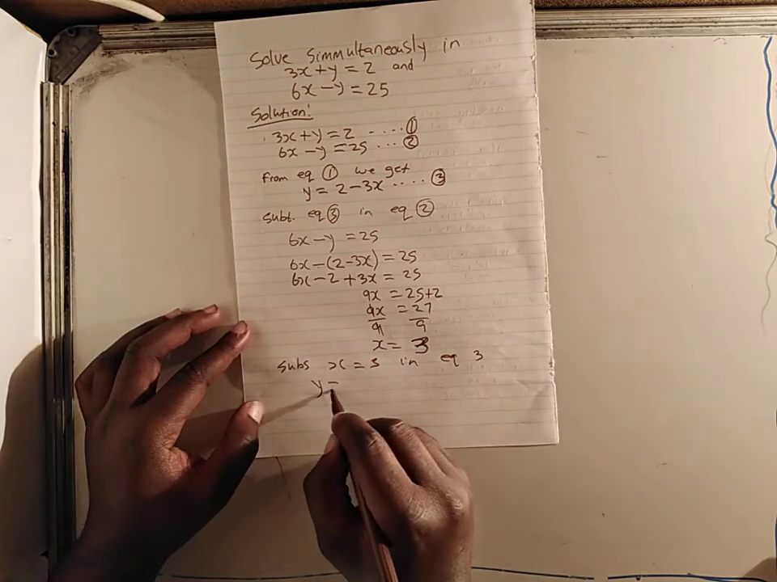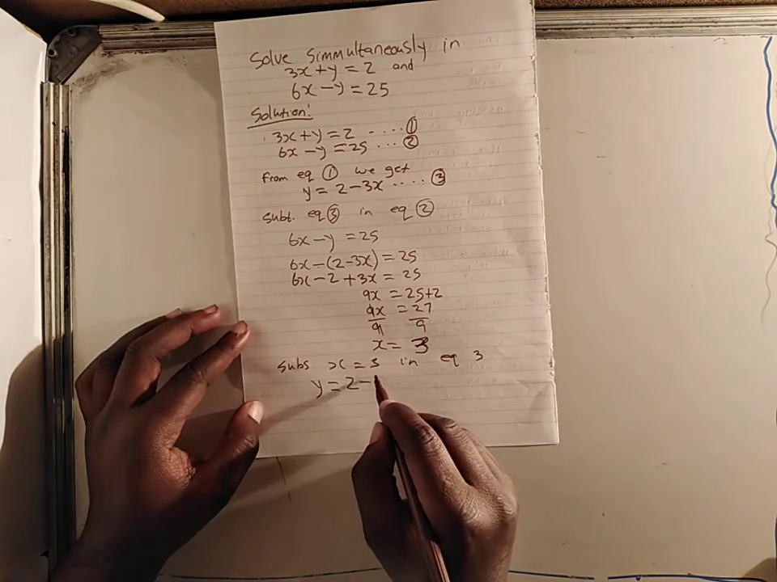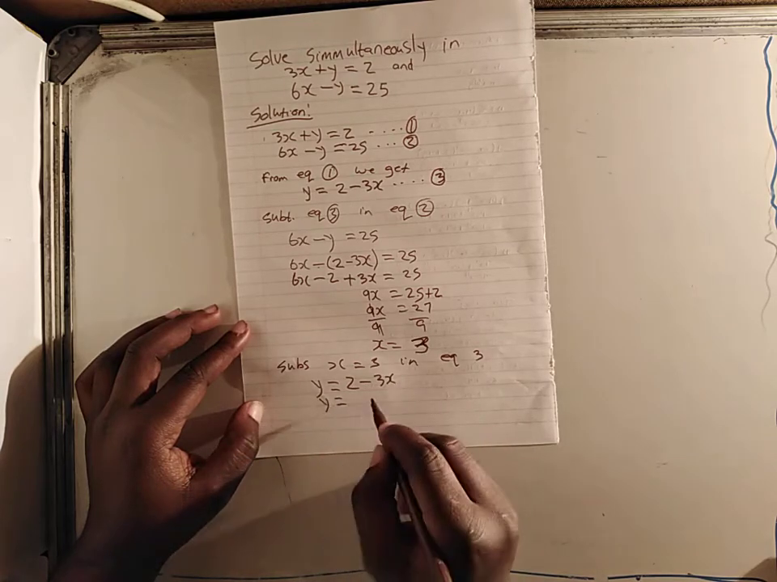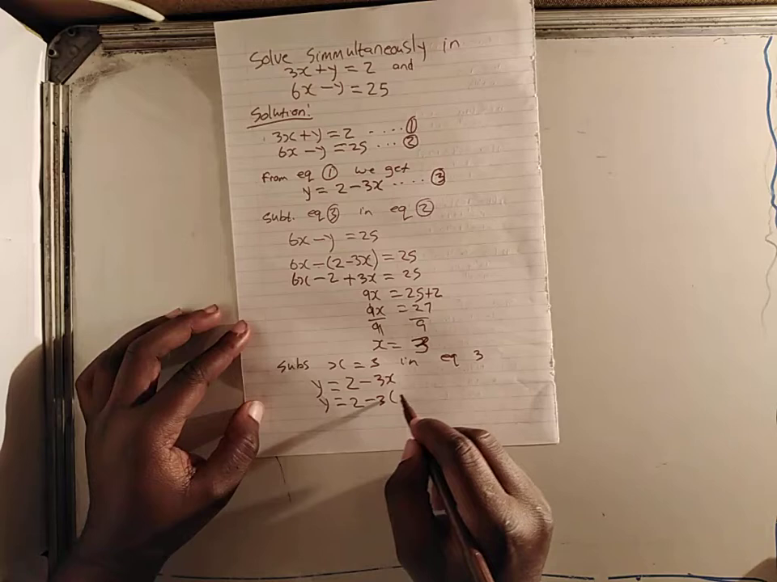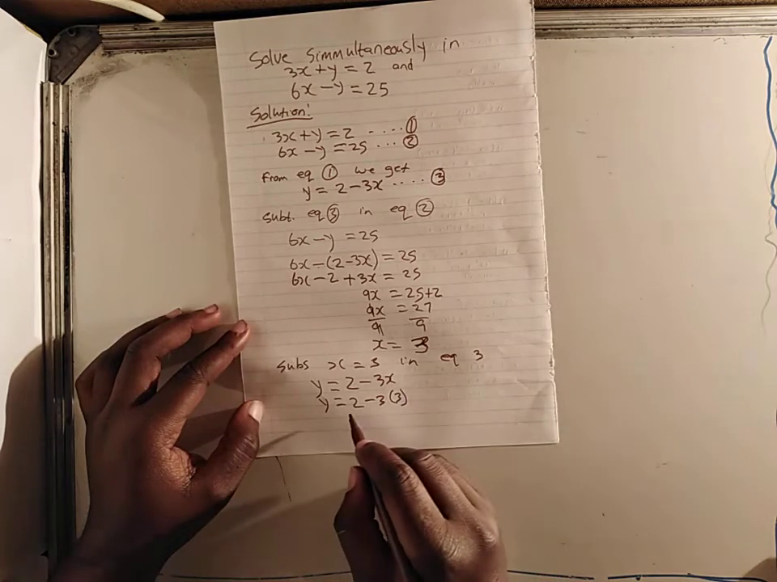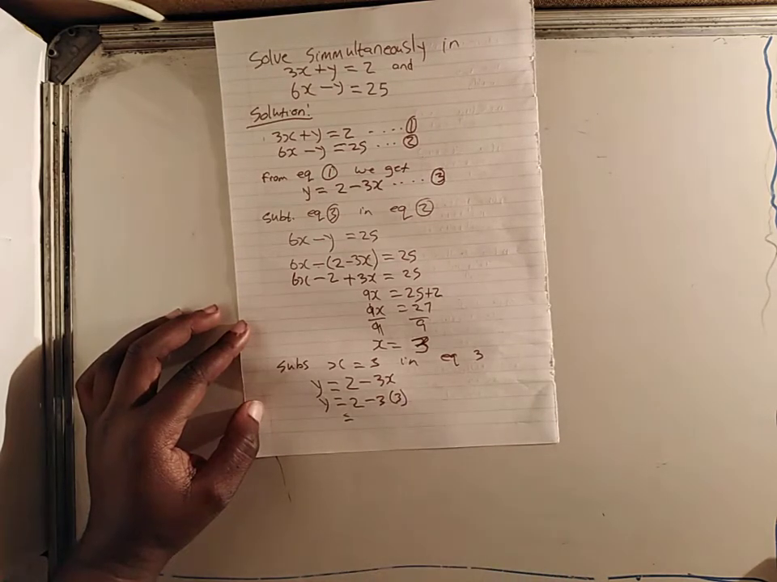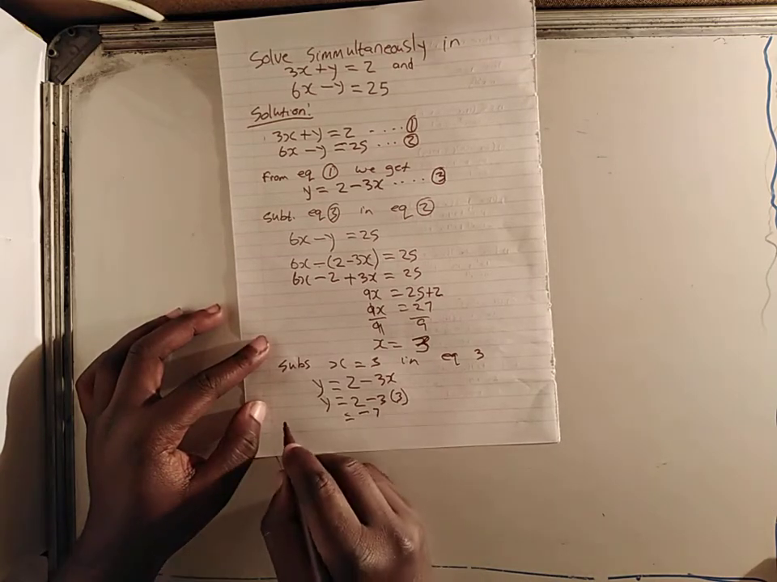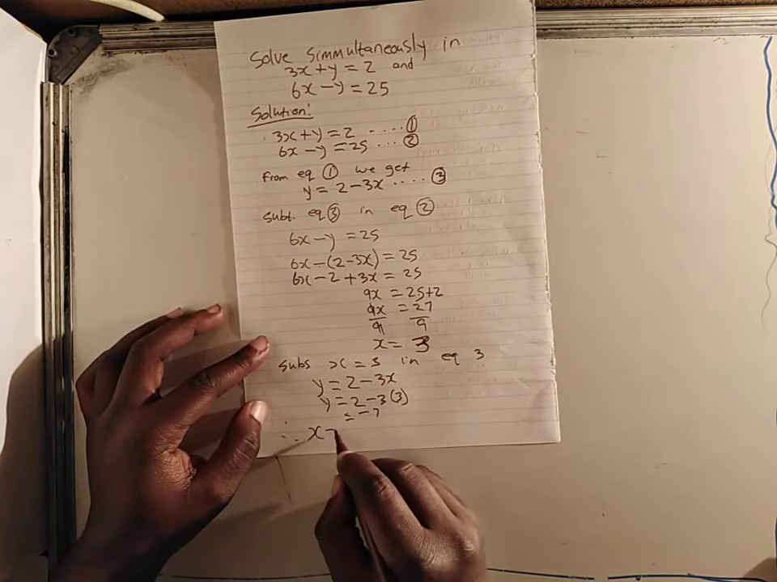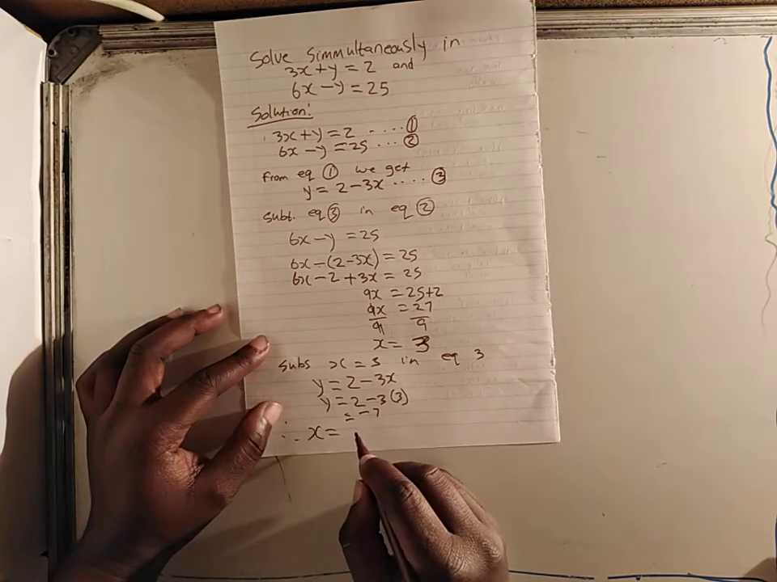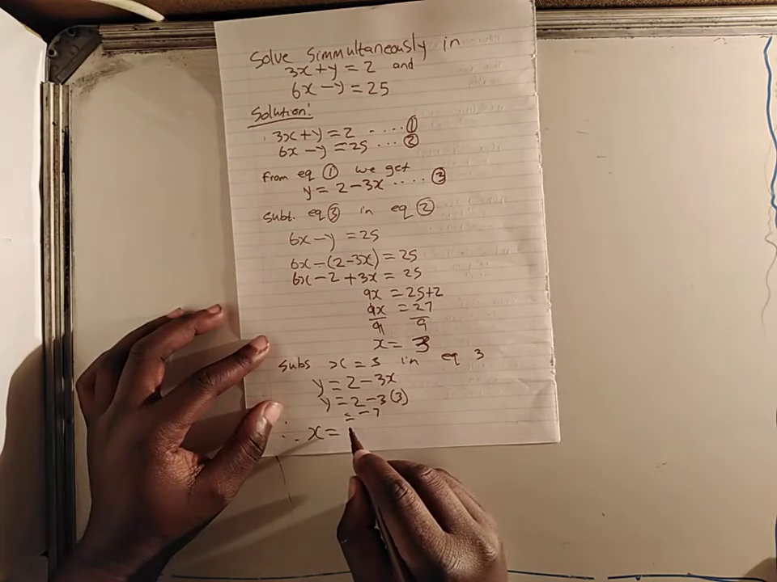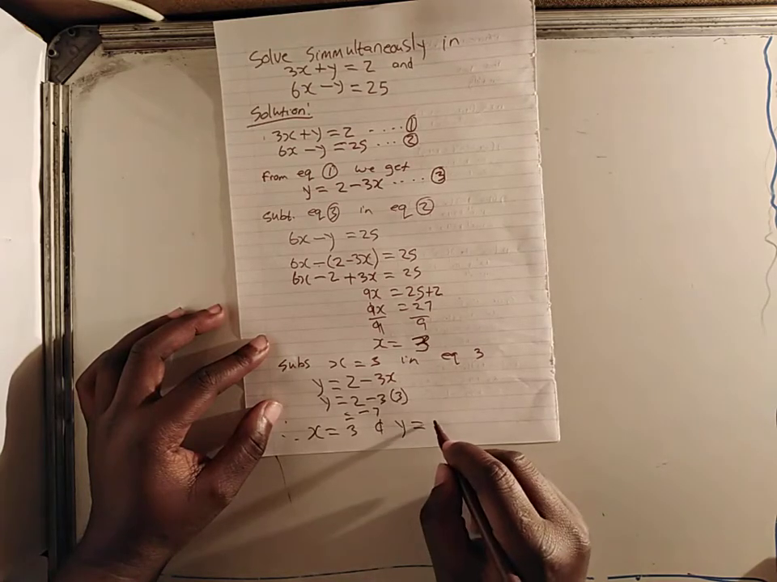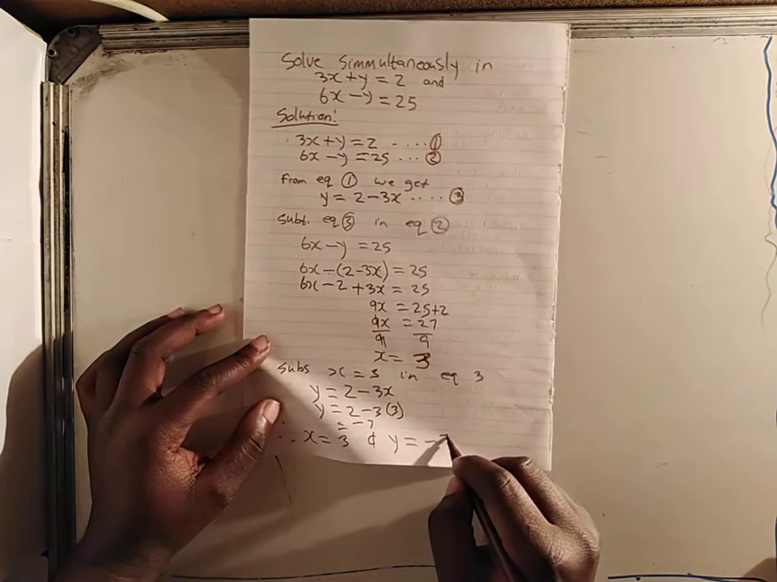We said y is equal to 2 minus 3x, and then y is equal to 2 minus 3 times 3, the 3 that we are substituting. So 3 times 3 is 9. So 2 minus 9 is minus 7. So therefore, x is equal to 3 and y is equal to minus 7.